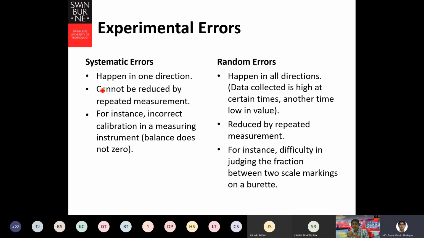Like you are using a ruler, right? You are using a ruler like this. I don't know whether you can see it. And measuring the length of a pen. And you are measuring it once. So there is a chance that you will not get the exact value of the length of the pen.